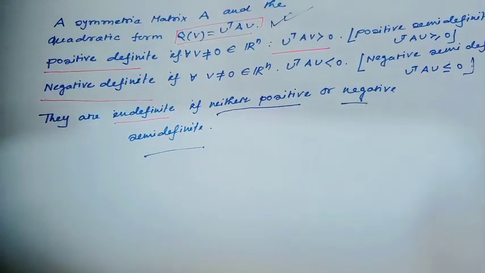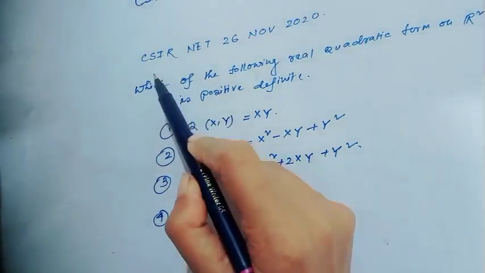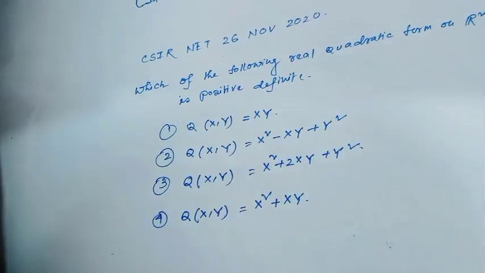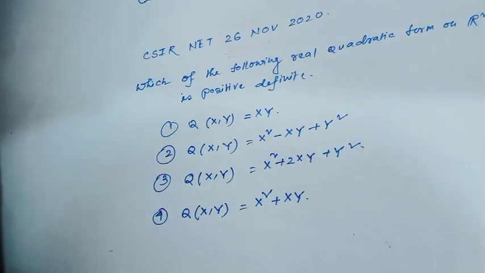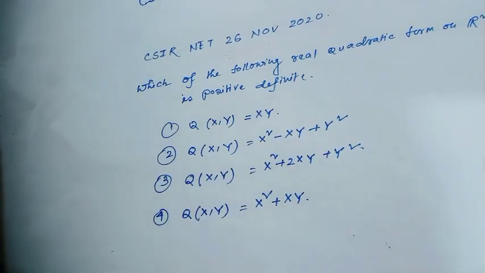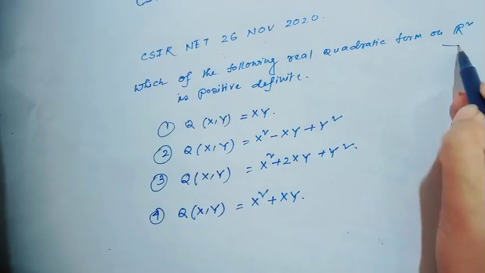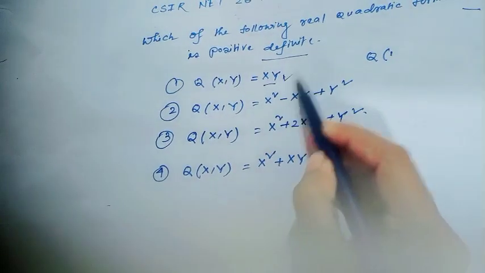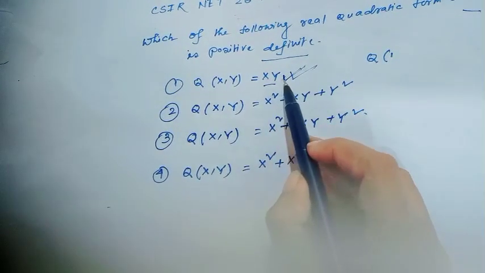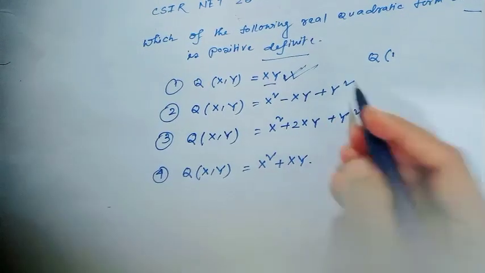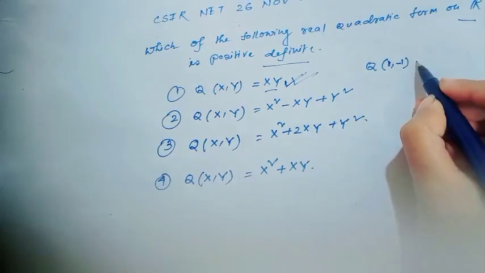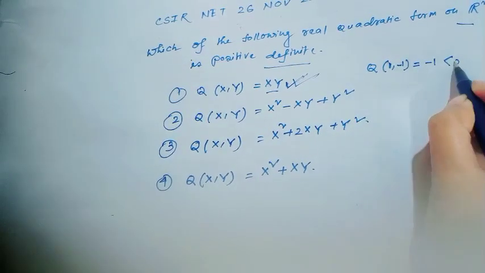Let's see one example which came in CSIR NET. The question, from the November 2020 exam, is: which of the following real quadratic forms on R2 is positive definite? If we consider the first option, q of x y equals x y, and if we consider x equal to 1 and y equal to minus 1, then this value would be minus 1, which is obviously strictly less than 0.